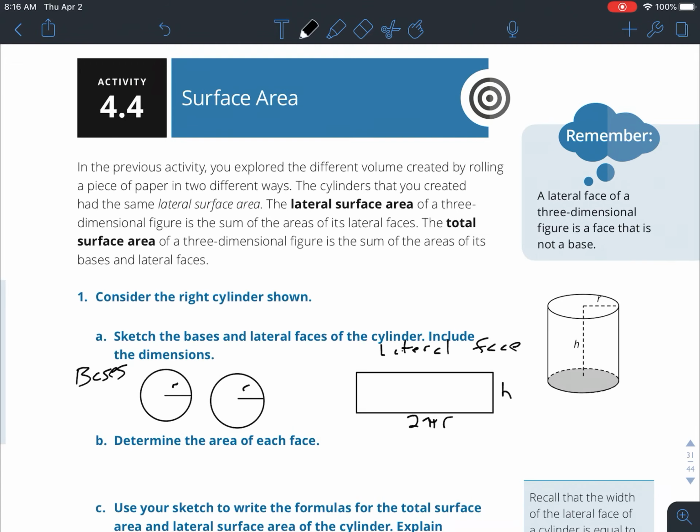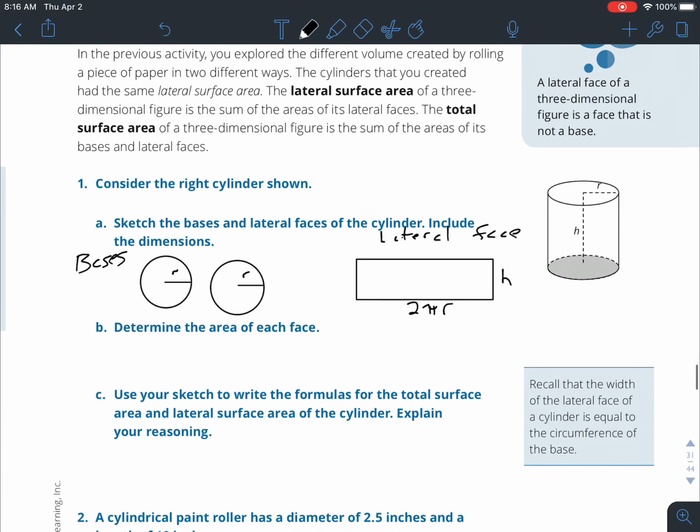Now, part B is asking us to determine the area of each face. So for the area of the bases, I'm going to write 1 and 2. They're both going to be pi r squared because those are circles. So pi r squared and pi r squared. Both of those are circles.